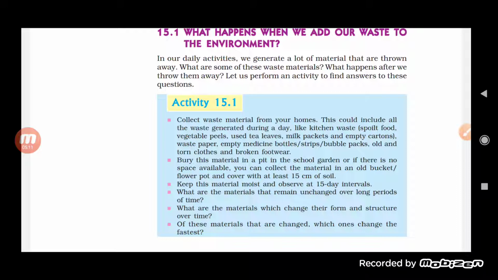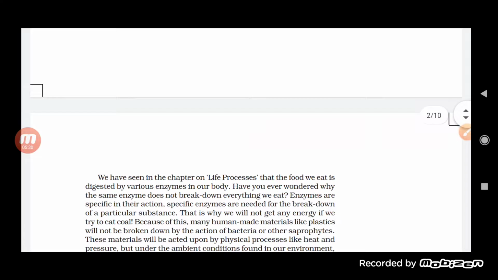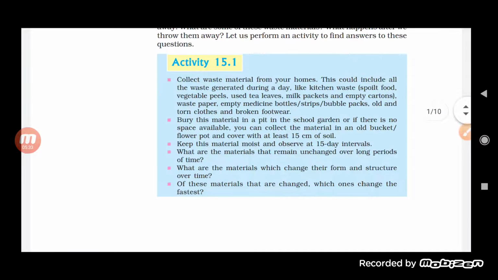The materials which do not change remain unchanged, and there are some materials which change their form and structure over time. Of these, we will find which ones change fast and which ones change slower. What will we find out here, students? Obviously, the spoiled food, vegetable peels, tea leaves, even the waste paper and empty cartons will convert themselves into compost.